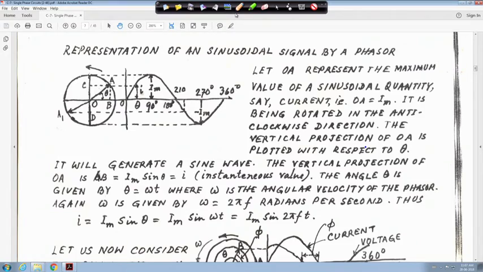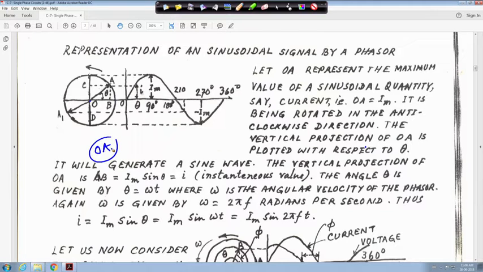Representation of a sinusoidal signal by a phasor. All the write-up is there, we will come to that, but just listen. Suppose you have OA as a radius. Suppose this is the center of the circle O and this is A. OA represents the maximum value of a sinusoidal quantity. It may be current, it may be voltage.